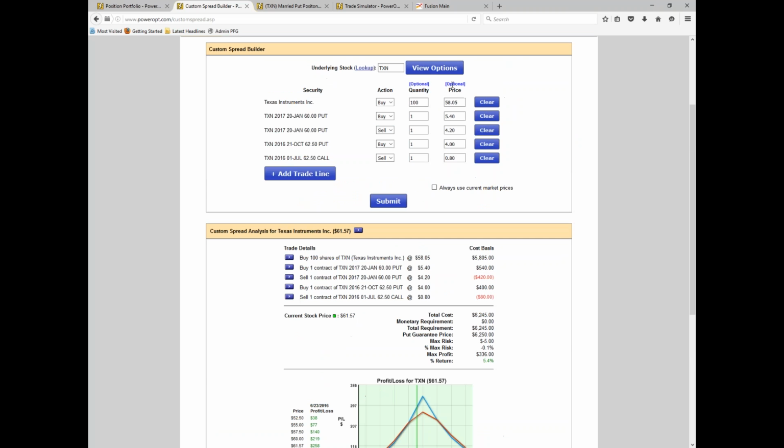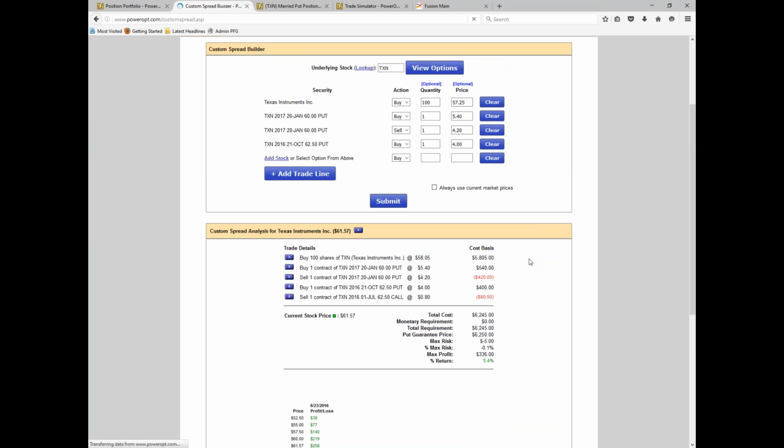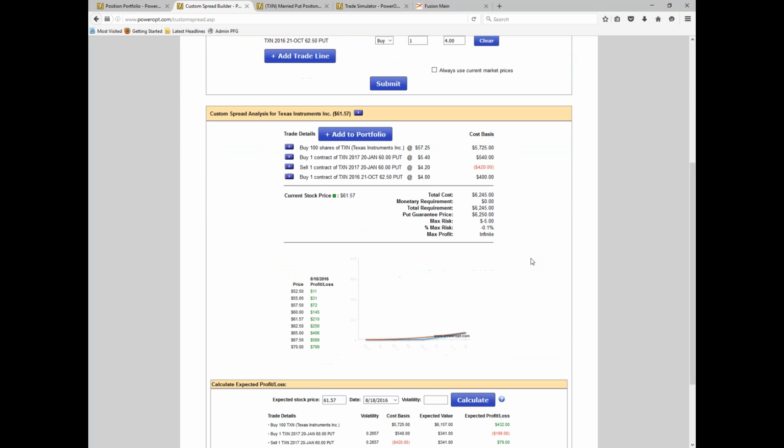Our call expires worthless and we keep the 80 cents. We'd reduce the cost basis on our stock, right, from 58.05 down to 57.25. And we still have all our other put transactions. So what do we have now?